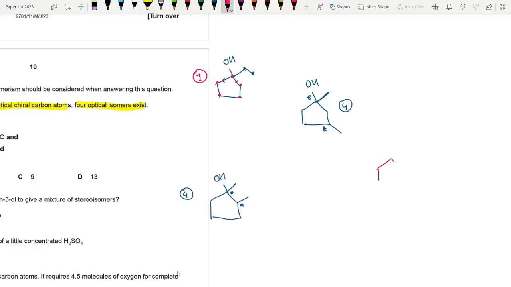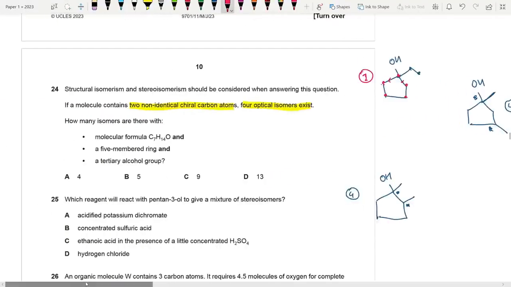Okay, and that's it. It should be 9. I'm not drawing the other ones because I'll show you why. Check this. If you draw something like this, this is the same compound as this one over here. Okay, it's the same thing. They don't have anything that's different, it's just inverted. So in total 4 plus 4 plus 1, so it gives us an answer of 9, C.